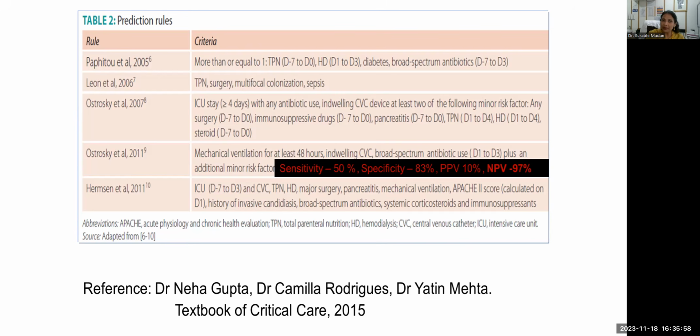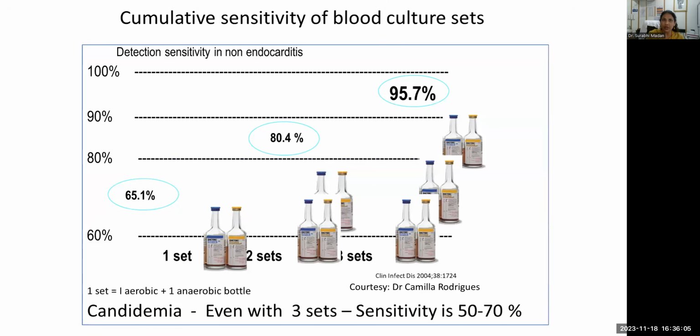However, as I already mentioned, with the availability of new diagnostics, the role of these rules has gone significantly down. Now, the gold standard to diagnose candidemia, or invasive candidiasis to a lesser extent, still remains the blood cultures. And as we know, the quantity of blood cultures actually defines the sensitivity of this test.